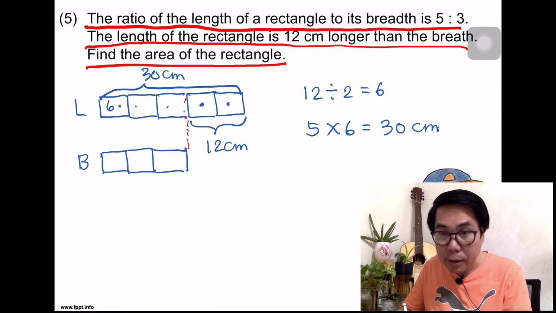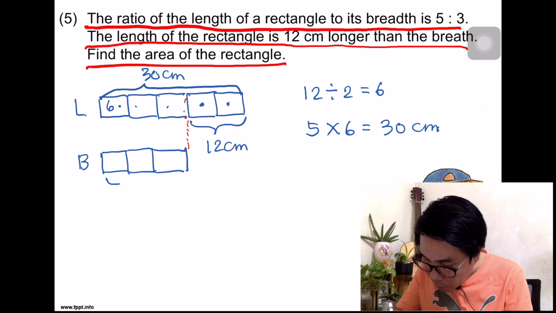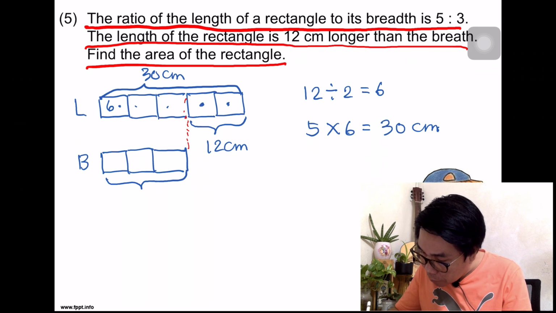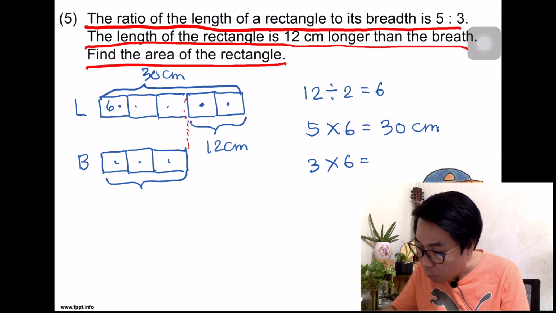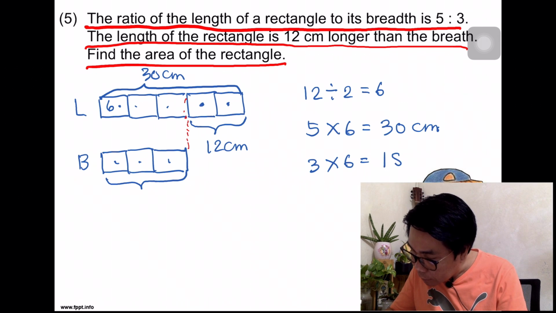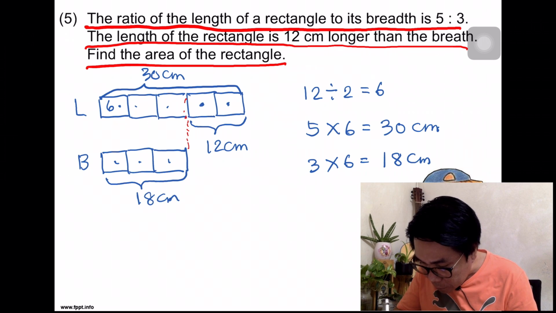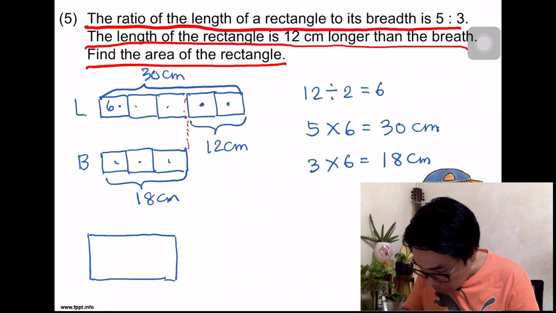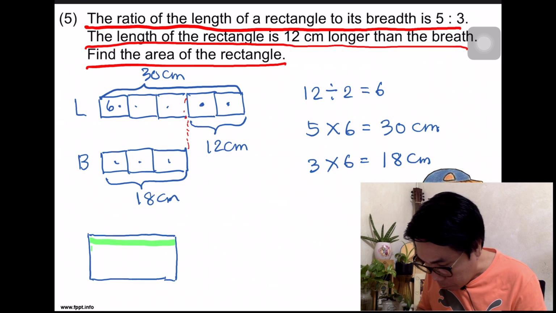Now the breadth. 1 unit is 6 centimeters. So how much is this in all? So we have 3 units, 1, 2, 3, times 6 is equal to 18 centimeters. So this is now 18 centimeters. So if I'm going to draw the rectangle here, I'm going to color it, shade it with green.